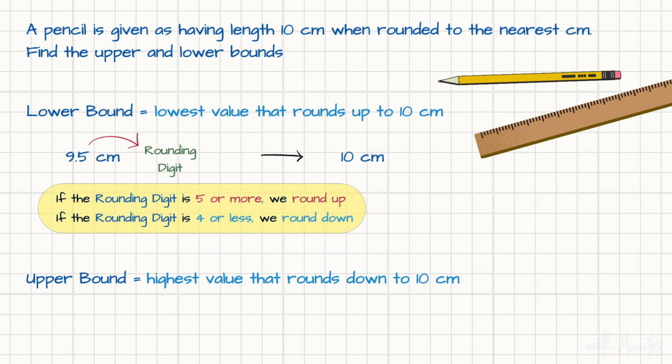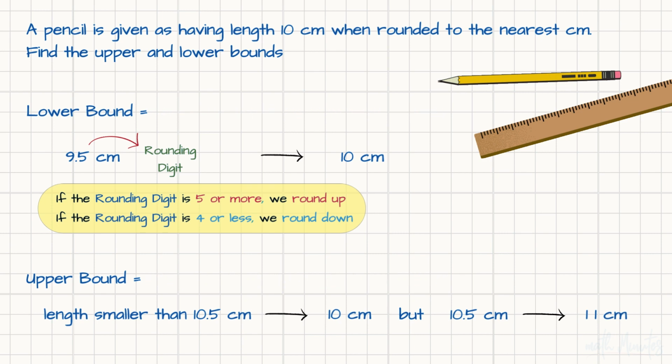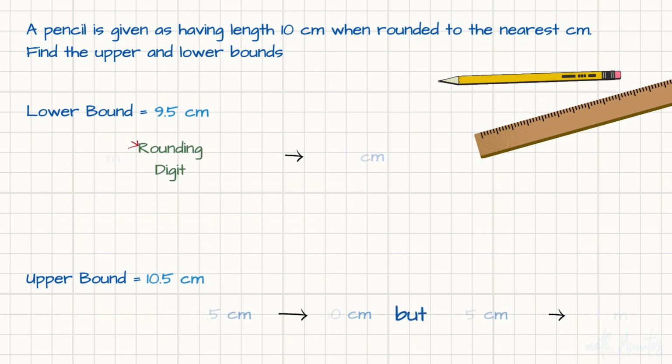Similarly, the upper bound is the largest length that the pencil could be and still be rounded down to 10 centimeters. If the length of the pencil was less than 10.5 centimeters, it would be rounded down to 10 centimeters. If it was 10.5 or anything more, we know that 10.5 rounds up to 11 centimeters to the nearest centimeter. So, we can see a range of values that the pencil could actually be, a lower bound of 9.5 centimeters and an upper bound of 10.5 centimeters.